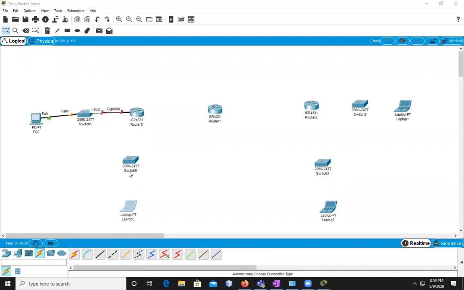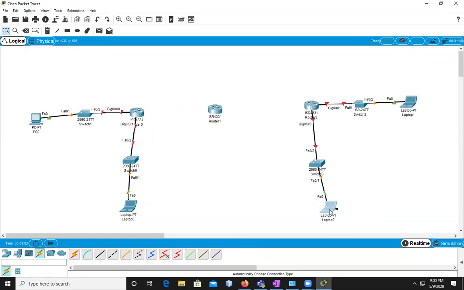Cabling over here is very simple, but in real time, it takes a lot of time to connect the cables, because you will not be having cables with ports. You need to create or make them using the kit of hardware.